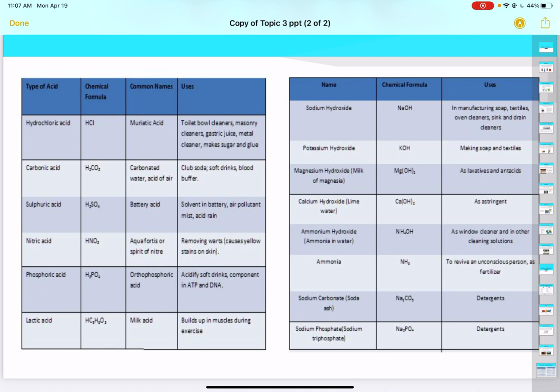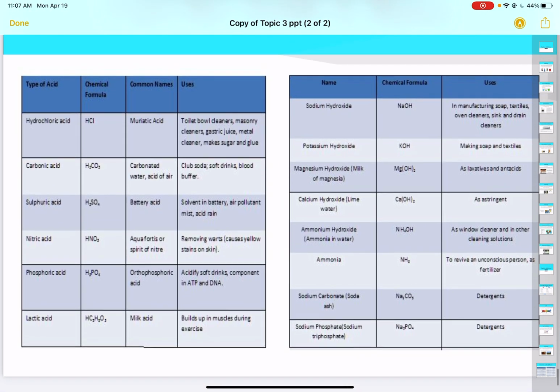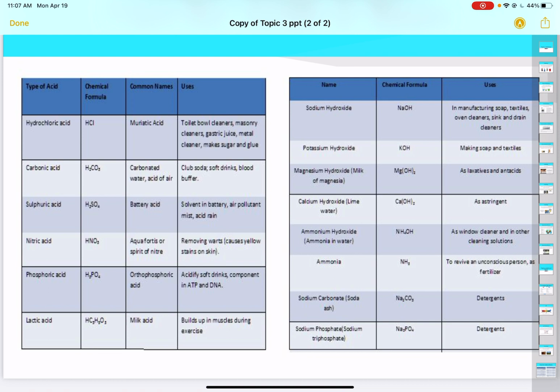So looking at the different uses for those, we see them a lot in our life, whether you know it's an acid or a base or not.